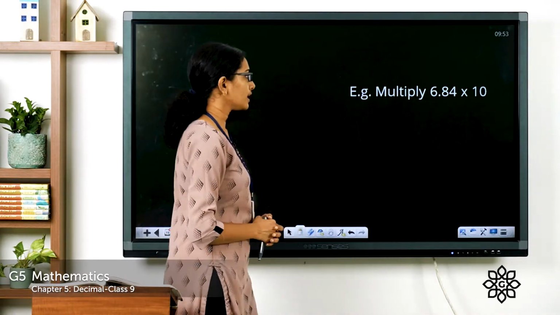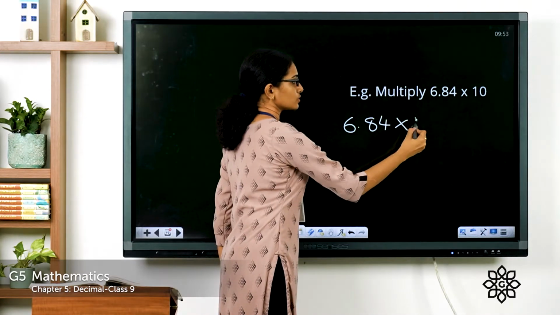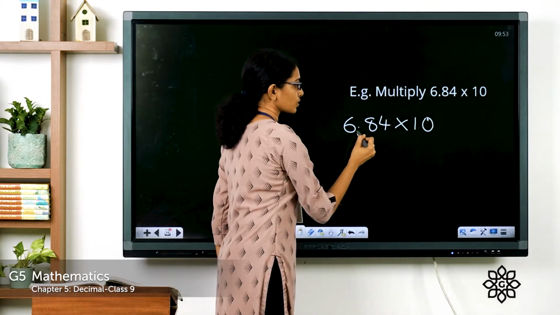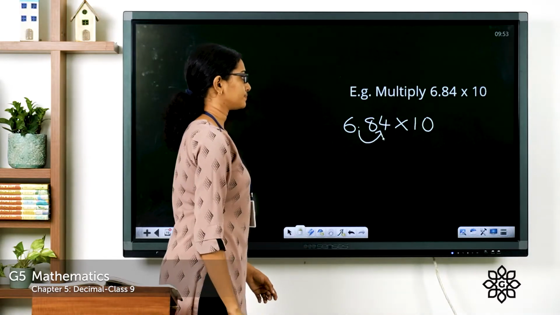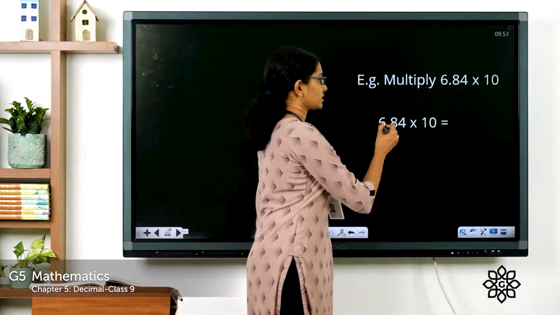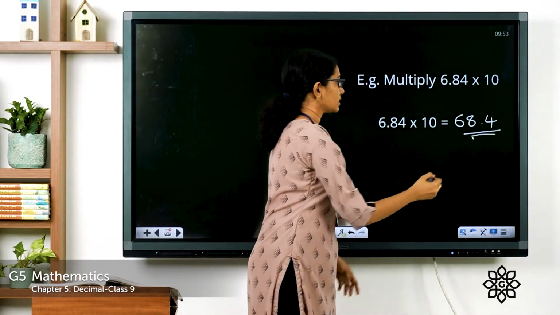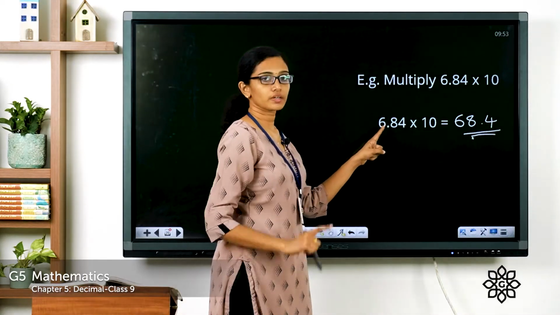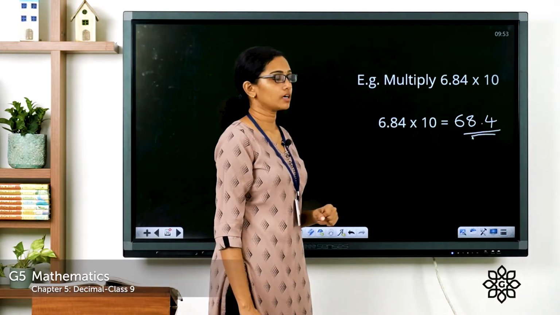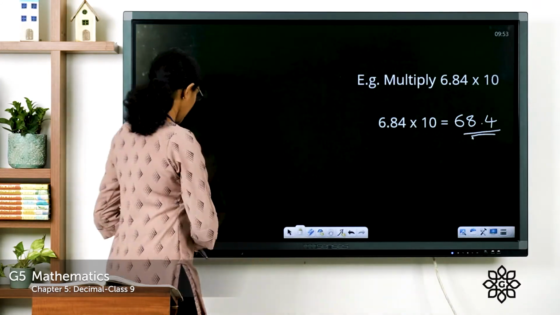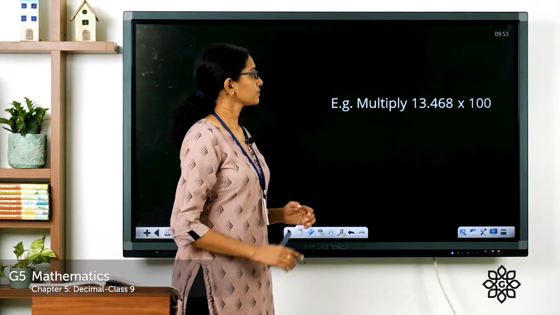Let's see how we can do that. 6.84 into 10. There is 1 zero. So you have to shift this decimal point one place to the right. So what do you get? You would get 68.4. See, this decimal point here is shifted one place to the right. So it comes after 8 in this number. So the product will be 68.4. Let's see one more example.